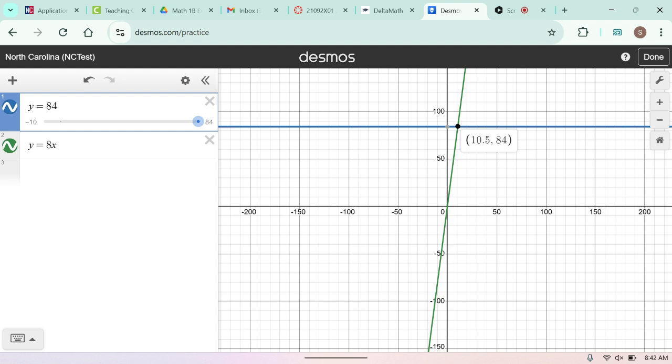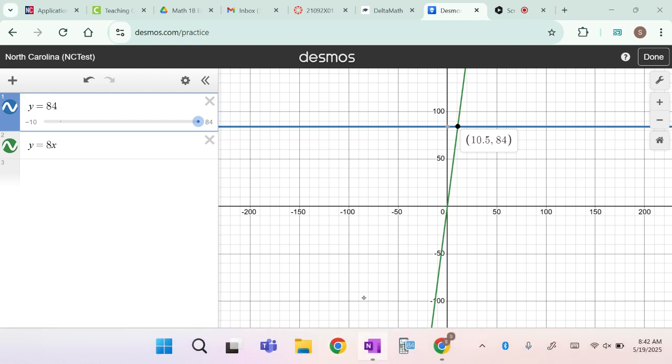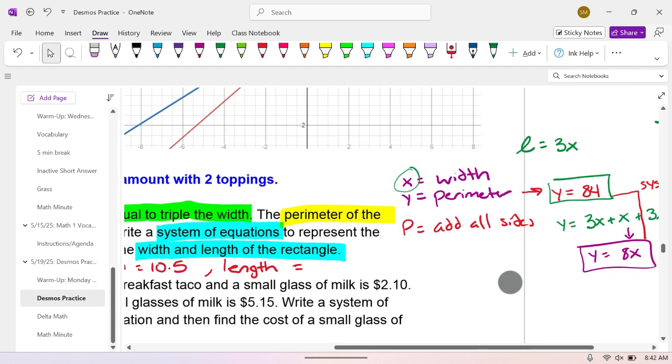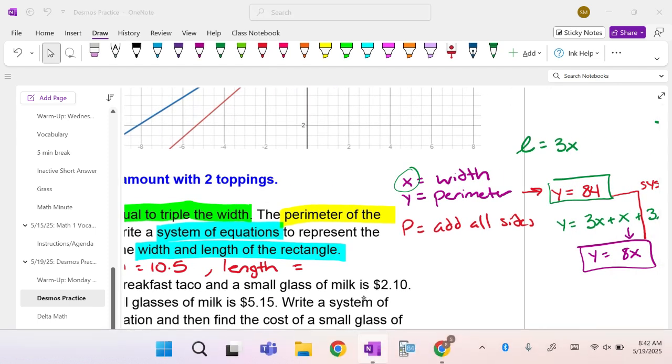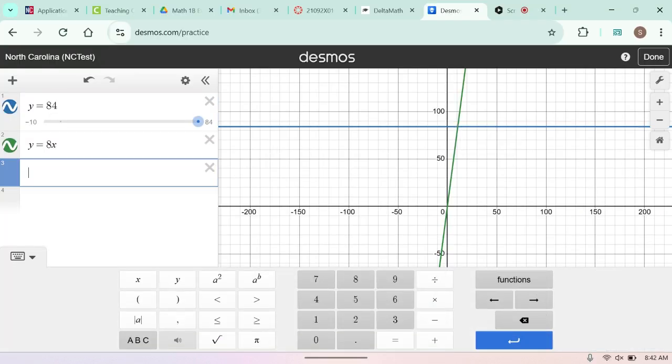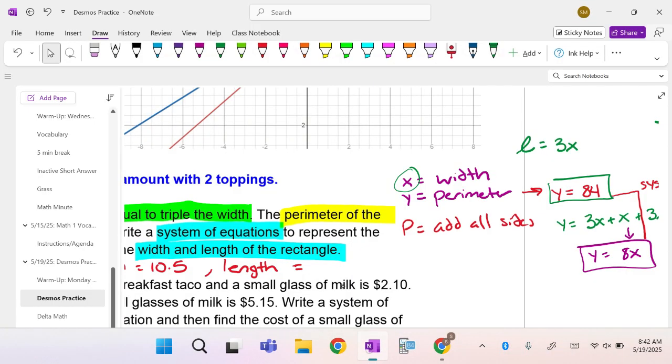So what do we say the width was? X. So what's my width? 10.5. So if my width, or x, is equal to 10.5, what's my length? How do I find it? Multiply that by 3 because 3x is equal to the length. So you can just type that into Desmos on its own. So 3 times 10.5, 31.5.